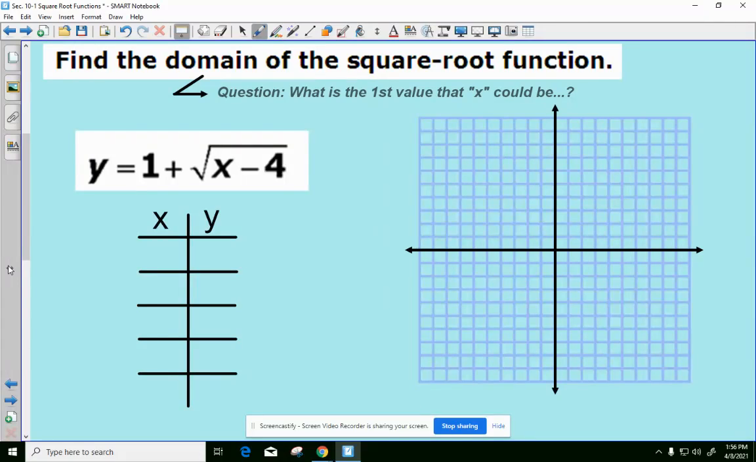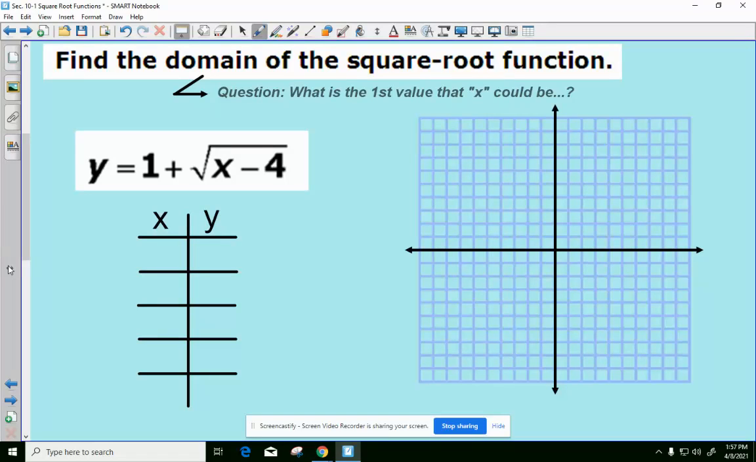So ask yourself this question. What's the first value that I could put in for x that would allow this function to have a result? Well, if I put in a 0, 0 minus 4 is negative 4. Are you allowed to take the square root of a negative? No. 6? Okay. Emily's like, darn it, it's 4, right?